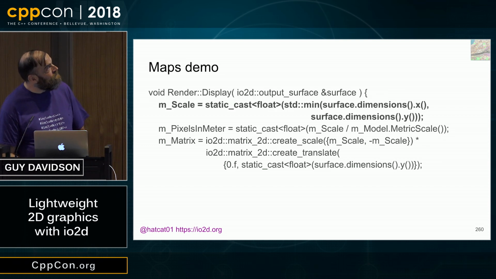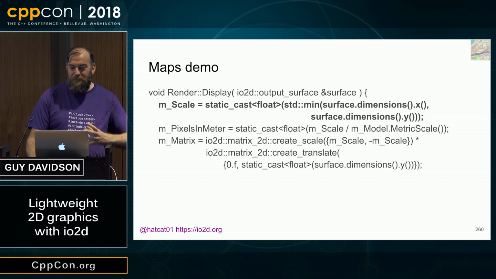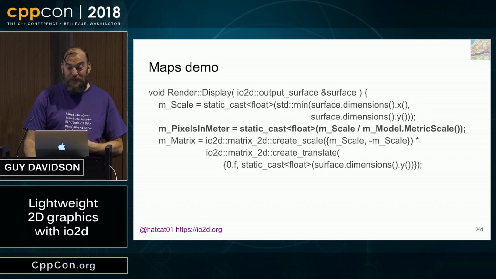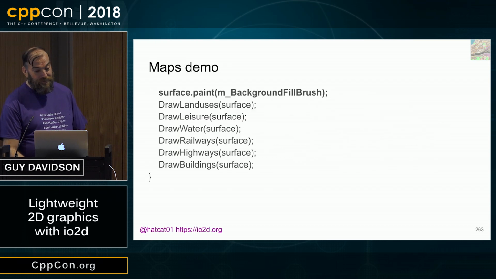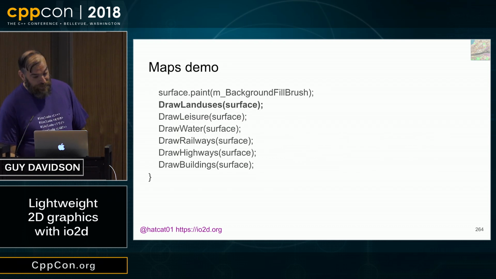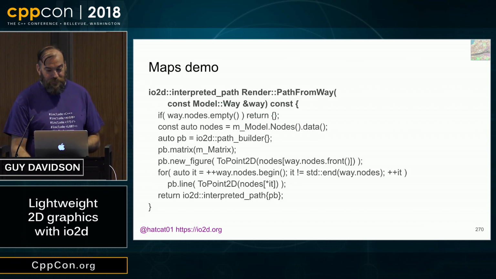Let's look at the display function. We create a scaling factor based on the minimum x or y dimension, and we convert that into a meters per pixel value, and also a scaling and translating matrix. And we erase the background and do a lot of drawing. Let's move on to path from way.